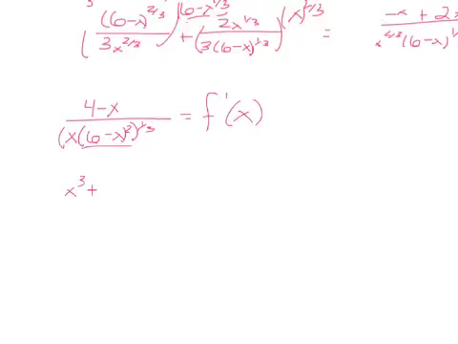x cubed minus 12x squared plus 36x to the 1/3 power in the denominator, and in your numerator you would have 4 minus x.